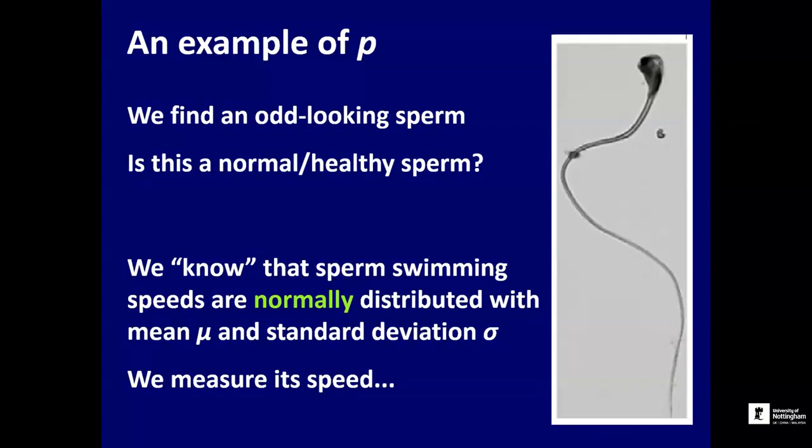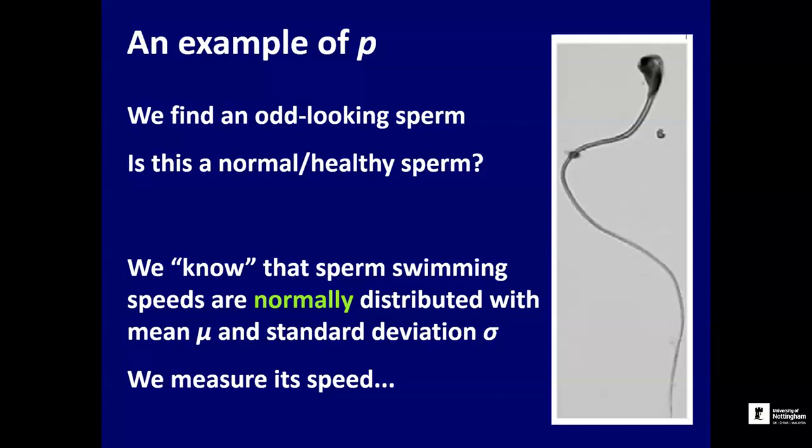Let's imagine we are looking at a sample of sperm. Maybe we're in a fertility clinic and we're trying to assess the fertility of a patient. Now we see an unusual looking sperm, and we want to know, is this sperm a normal healthy sperm or not? In the case of this study, we're going to calculate the swimming speed of the sperm as our measurement of whether the sperm might be normal or not.